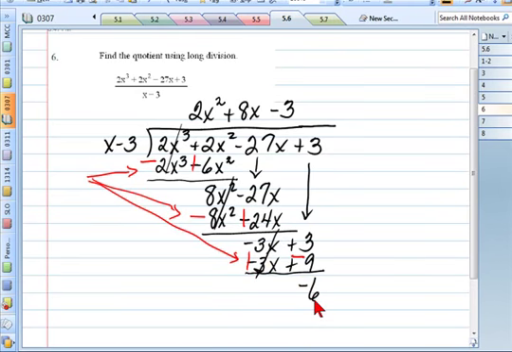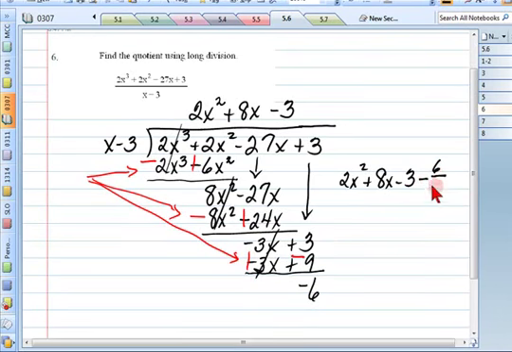How would MathLab want this written? Well, I'm going to have 2x squared plus 8x minus 3. Then whatever sign is on the remainder, that's the sign you write down. And then just put 6 over x minus 3. So the sign of the remainder goes out in front of the fraction.